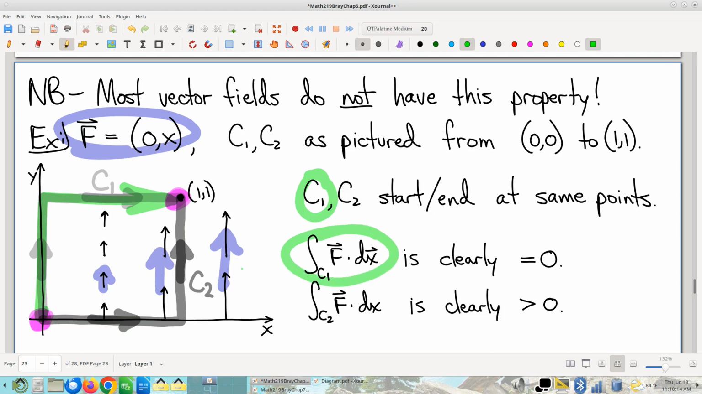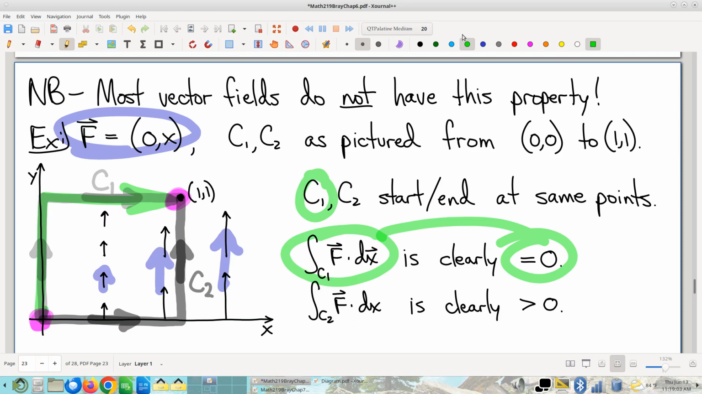Compute that line integral. Along this first chunk, the vector field is 0. So obviously along that chunk of C1, the integral is 0. Along this chunk, the top edge of that little square that I made, notice the vector field is pointing up. But the dx vectors are all pointing horizontally. So f dot dx is a dot product of two vectors that are clearly orthogonal, and so that's 0. So on this green curve, clearly the line integral is 0.